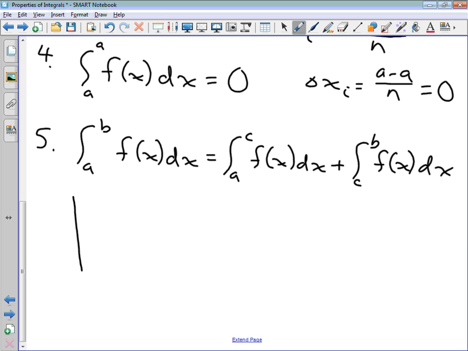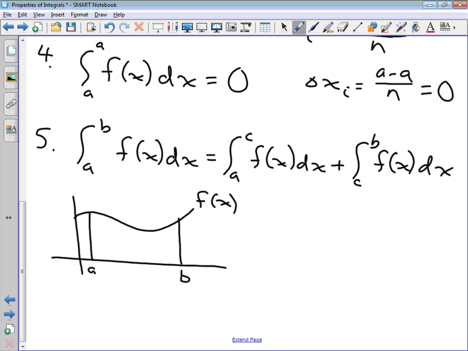And this makes perfect sense if you think about it graphically. If I've got some function like this, this is my f(x), I want to integrate from a to b, but I've got some point c in between. My integral from a to b, this entire red area under here, is of course going to be the same as the integral from a to c plus the integral from c to b.